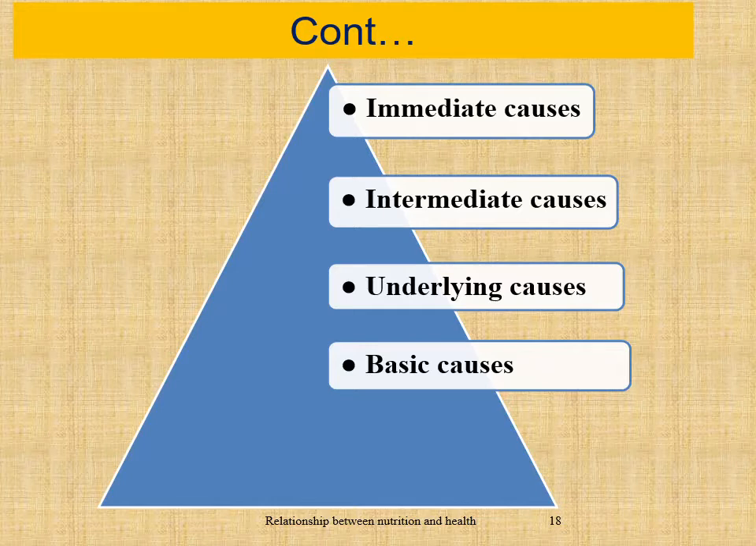Intermediate causes are associated with the problems of income, gender equity, access to food, availability of food, family size and composition, and routes of distribution of food at household level.